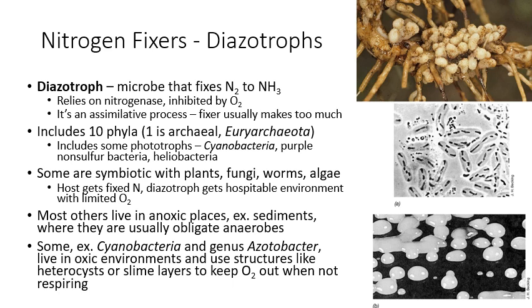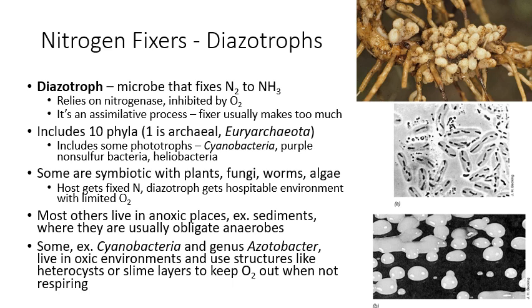So nitrogen fixation is a pretty widespread activity. There's 10 different phyla of prokaryotes that can do nitrogen fixation. That includes one archaeal phylum, which is Euryarchaeota. Not every species in that phylum is able to do nitrogen fixation, of course, but a lot of them are. And you also have some phototrophs that can do nitrogen fixation, like we had mentioned. The Cyanobacteria, a lot of them can do nitrogen fixation. Also the purple non-sulfur bacteria and the Heliobacteria.